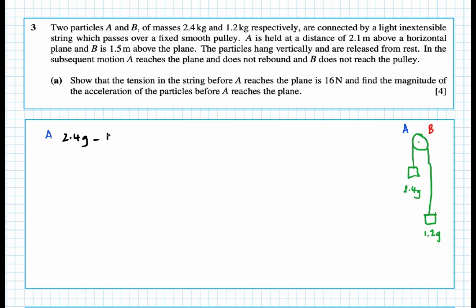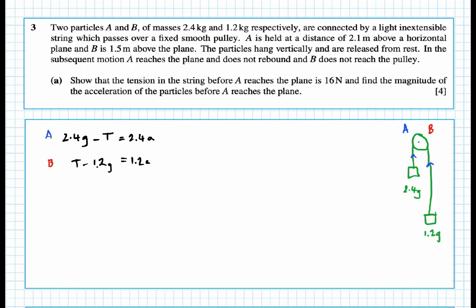Okay, so show the tension in the string. So we usually do this. Just think to yourself which one is bigger. So 2.4 times G minus T is equal to 2.4A. So F equals MA is our formula here. And then T minus 1.2 G, or 12, is equal to 1.2A. I'll keep that consistent there.